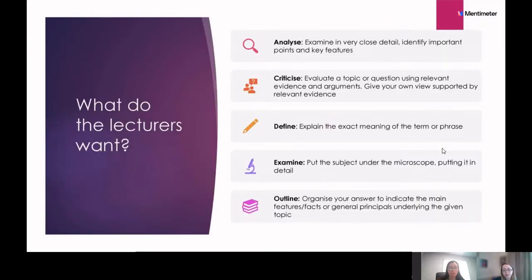So these are some key phrases of what your lecturers want you to do. Analyse: examine in very close detail, identify important points and key features. Criticise: evaluate a topic or a question using relevant evidence and arguments, and this will help you support your own argument. Define: explain the exact meaning of the term or phrase. Examine: put the subject under the microscope, looking at it in detail. And then outline: organise your answer to indicate the main features or facts or general principles underlying the given topic.